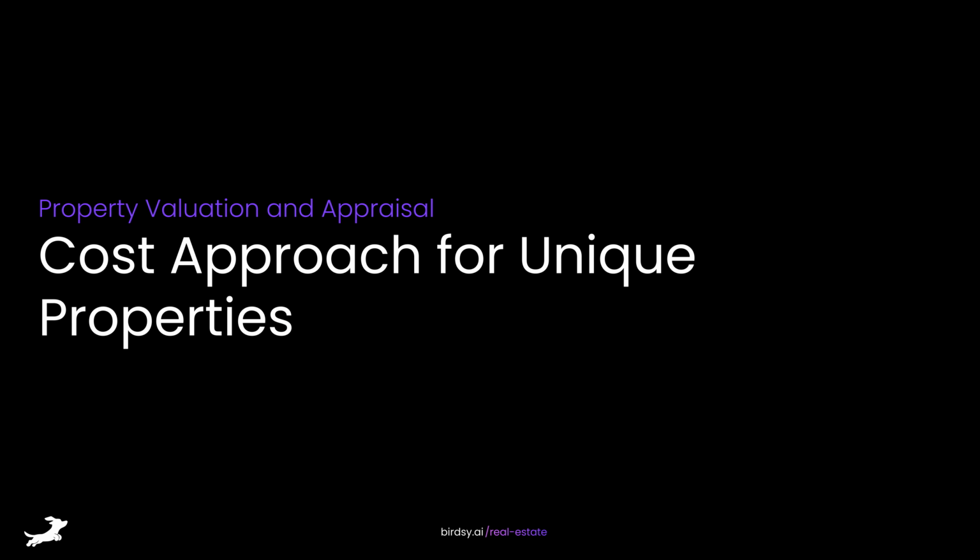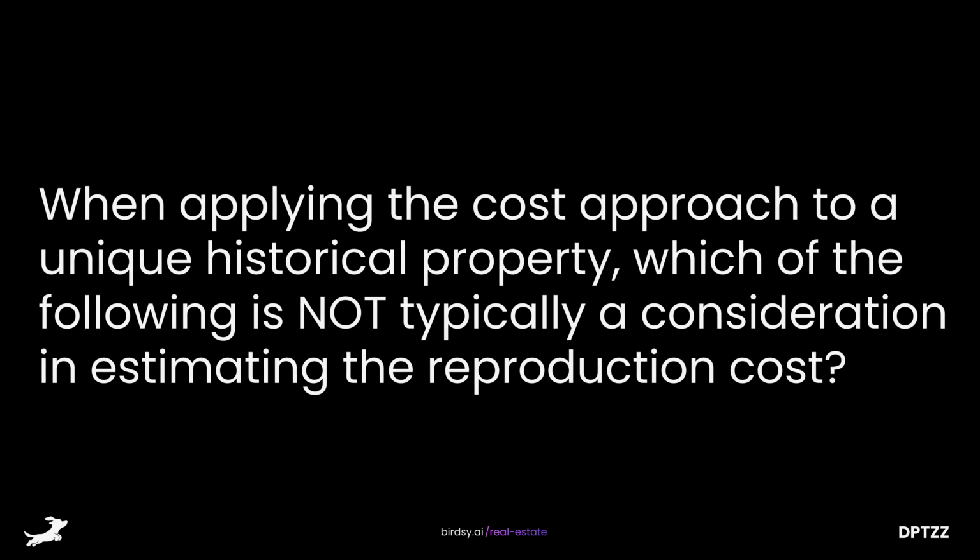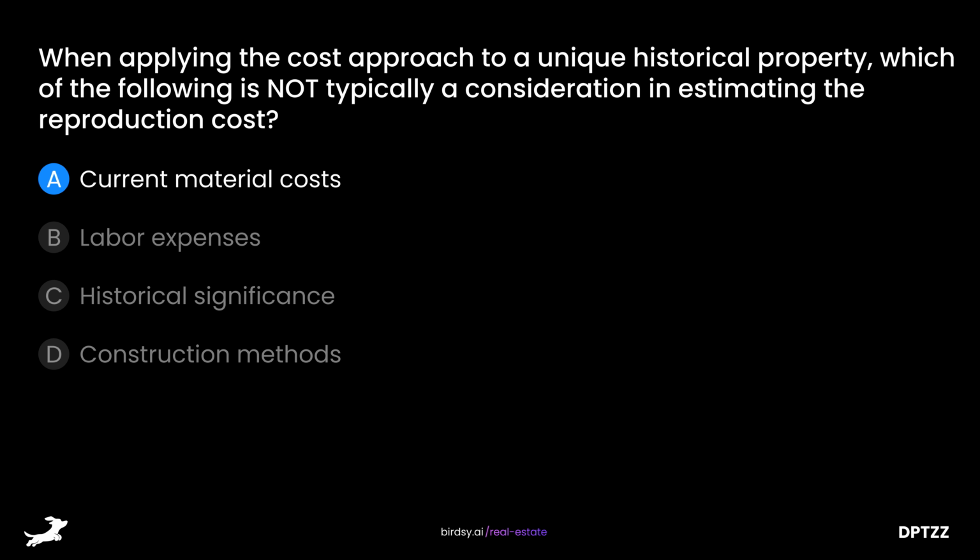Cost approach for unique properties. When applying the cost approach to a unique historical property, which of the following is not typically a consideration in estimating the reproduction cost? Is it A, current material costs? B, labor expenses? C, historical significance? Or D, construction methods? The answer is C, historical significance.